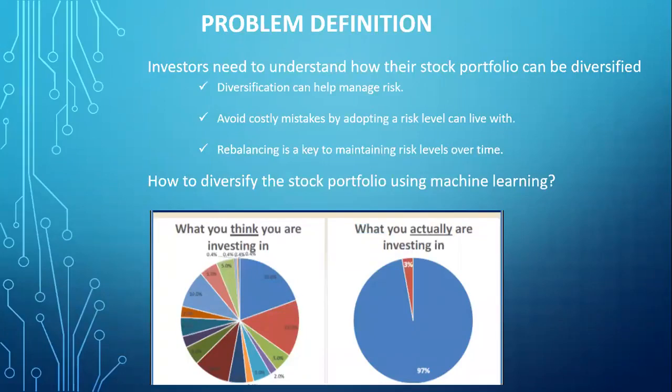If you see the example of the pie chart that we have put there, on the left side is the split-up of the investor's stock portfolio. This is how the investor thinks the portfolio is diversified. But on the right side, technically grouping all the stocks, it just falls under one or two categories. 97% of them fall into one category and 3% fall into the different category or the rest of the categories.